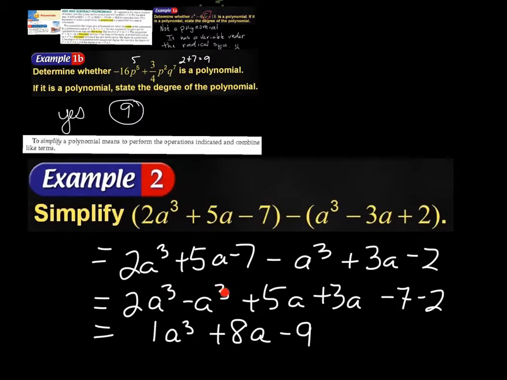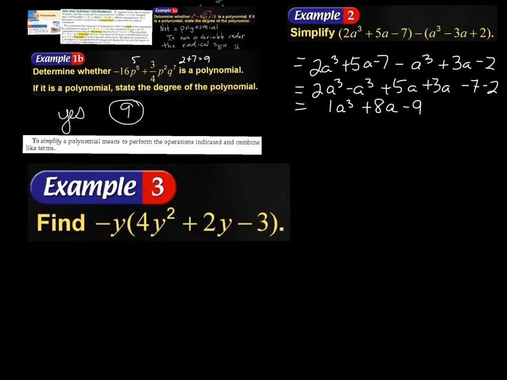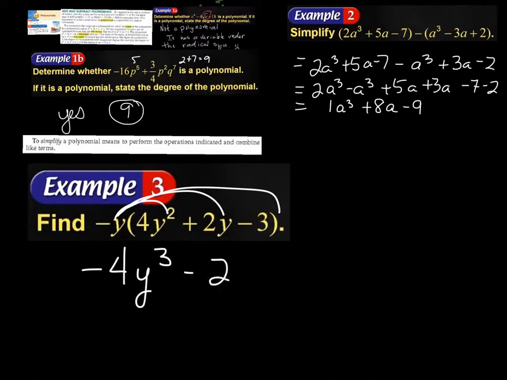The variables have to be the same variable raised to the same power, or we can't combine them because they are not like terms. In Algebra 1, we also learned how to use the distributive property. So negative y times 4y squared is going to be negative 4y cubed minus 2y squared. Negative times negative is positive, so plus 3y.